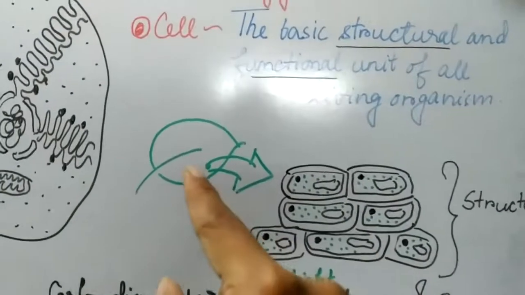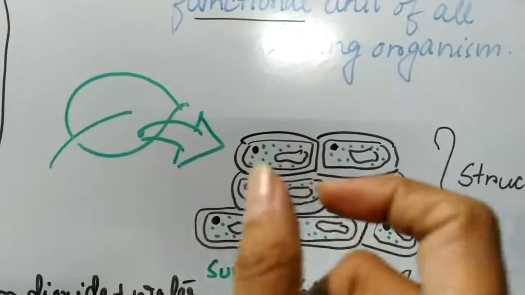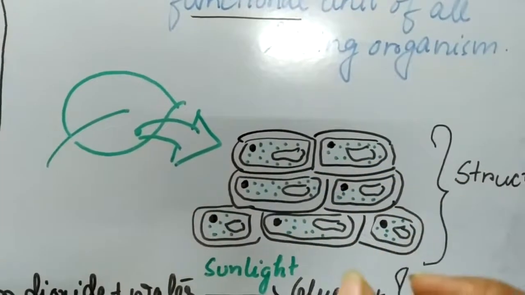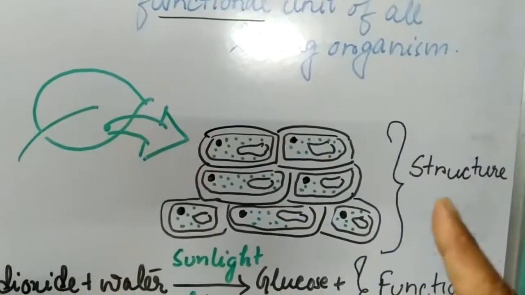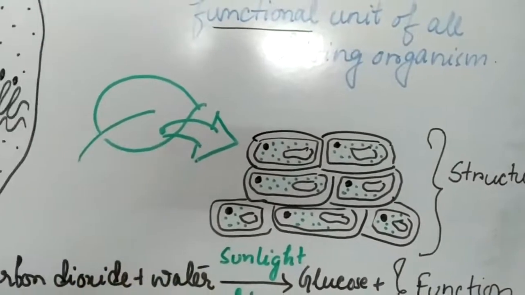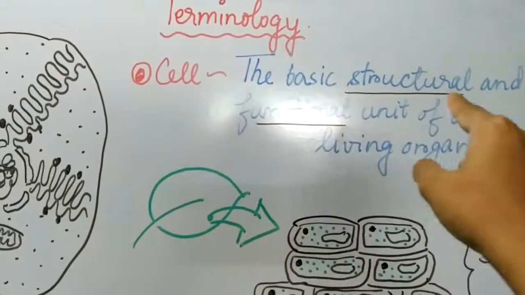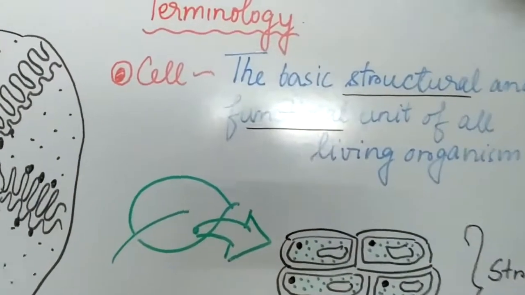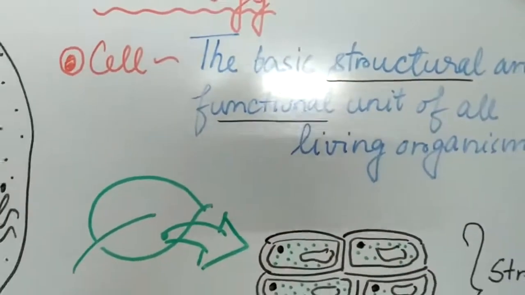That means the entire leaf is formed of these tiny compartments, and these compartments are forming the structural unit of this particular leaf. This way we understand that the cell is the basic structural unit of life. The next thing is how the cell is the functional unit of life.